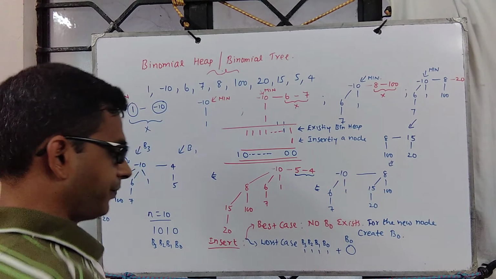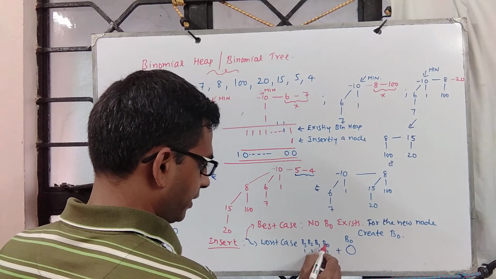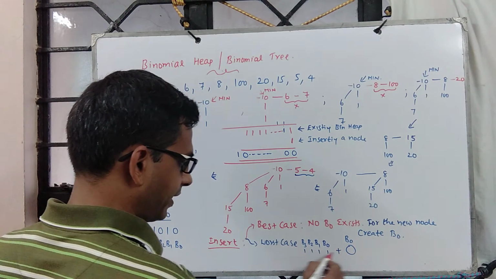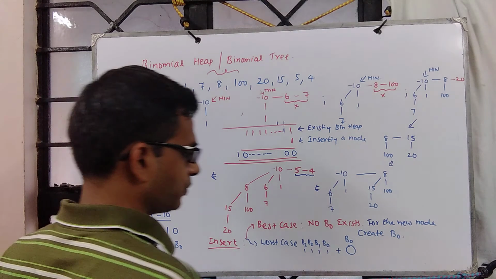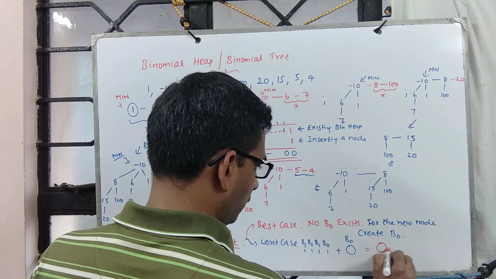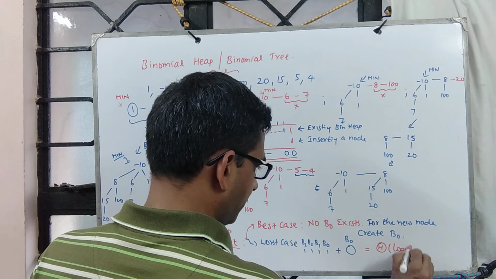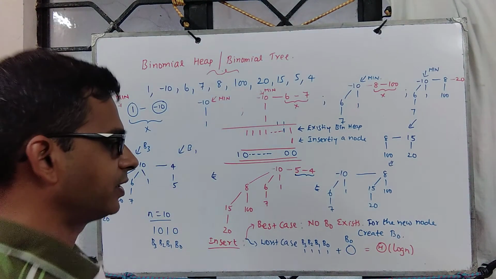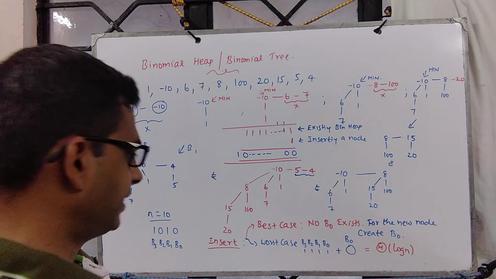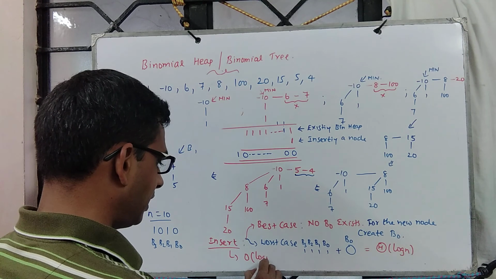Now what is the cost of this? Which means you will have to merge with B0, then B1. So the entire root list one has to scan. And we know that the number of nodes in the root list is log n. So the worst case cost is theta of log n. In general, the cost of insert is order log n.